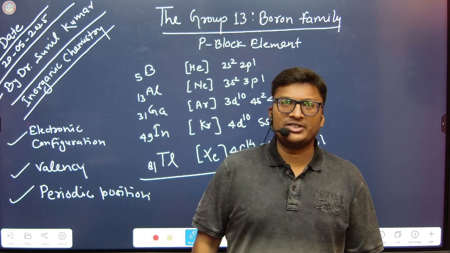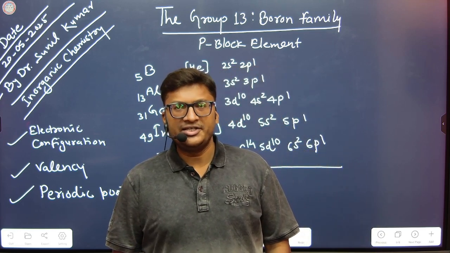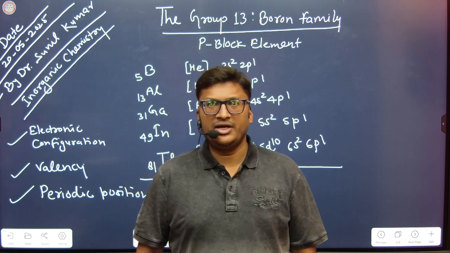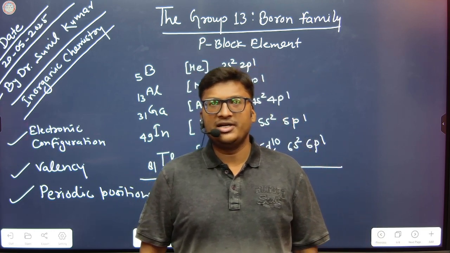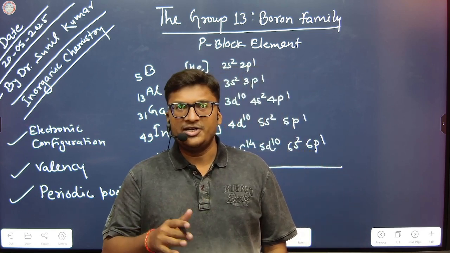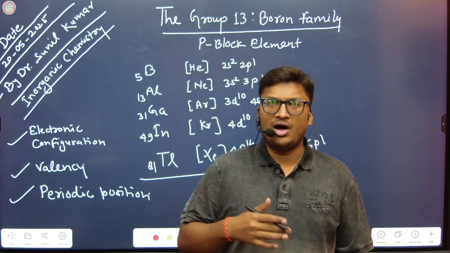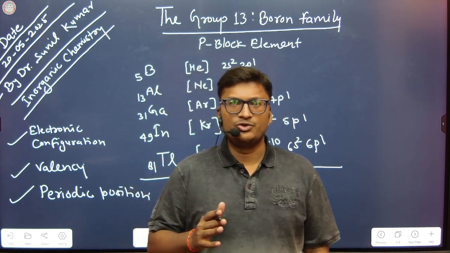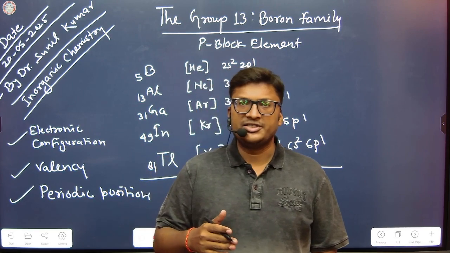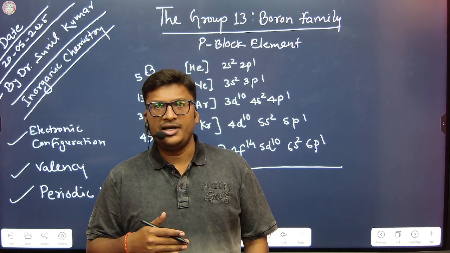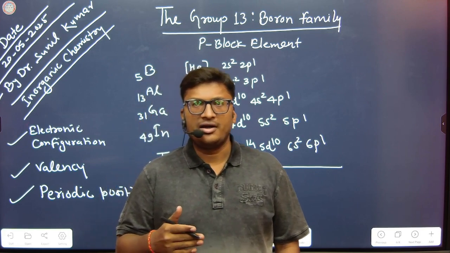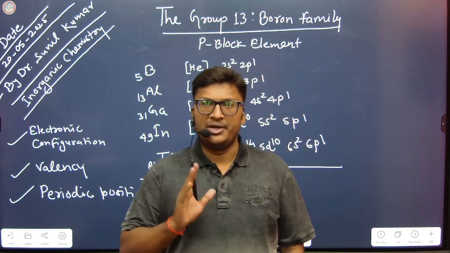Today's lecture is focused on group 13 elements, that is the boron family. In the earlier lectures we have given you an insight on group 1 alkali metal chemistry and alkaline earth metal chemistry. Now today we are going to give you a brief outlook on the chemistry of the boron family, right? So this family constitutes boron, aluminum, gallium, indium and thallium. These are the five elements found in the boron family, right?